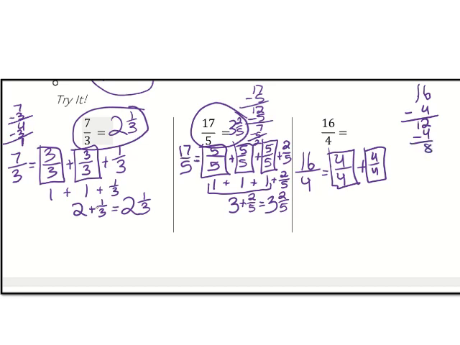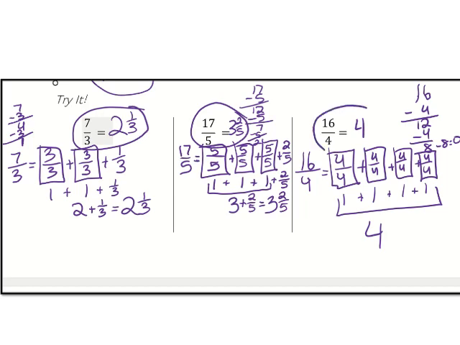I know 8 will give me 2 groups of 4/4. 4/4 plus 4/4. If I use up those 8, I have 0 left. I don't have a fraction in this one. 4/4 plus 4/4 plus 4/4 plus 4/4. I wrote that as 1 plus 1 plus 1 plus 1. Add them all up and you just get 4. So this one doesn't make a mixed number. This one makes a whole number.